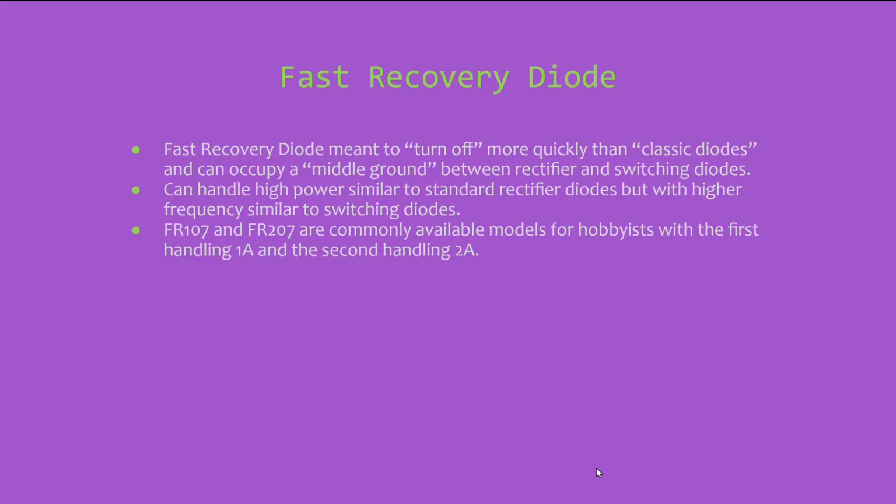And then, as I just mentioned, there's also fast recovery diodes. They're meant to turn off more quickly than a classic diode, and they occupy a middle ground between rectifiers and switching diodes. They can handle high power similar to rectifier diodes, but with a higher frequency, similar to switching diodes. There's a couple of models, usually the FR107 and FR207 are commonly available for hobbyists. One handles 1 amp, the other can handle 2.